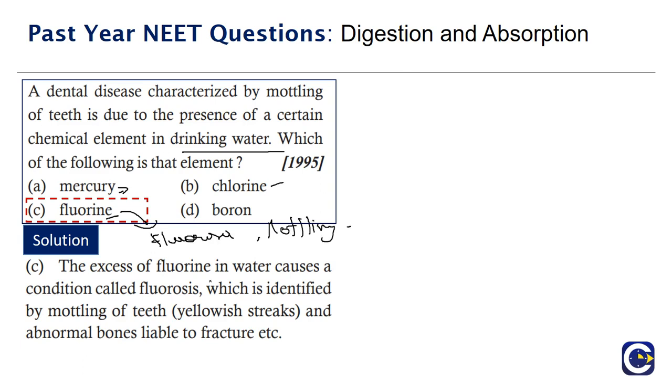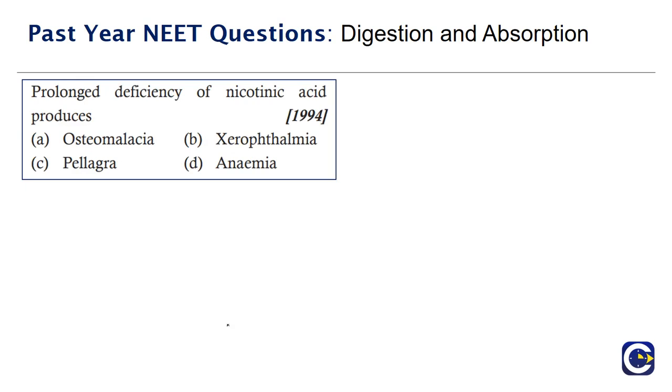The excess of fluorine in water causes a condition called fluorosis, which is identified by mottling of tooth, yellowish streaks on the tooth, and abnormal bones liable to fracture. So moving on to the next question. Prolonged deficiency of nicotinic acid produces. So this is a fact we know, pellagra. Osteomalacia is due to vitamin D deficiency. Xerophthalmia is due to vitamin A deficiency. And anemia is due to vitamin B12.